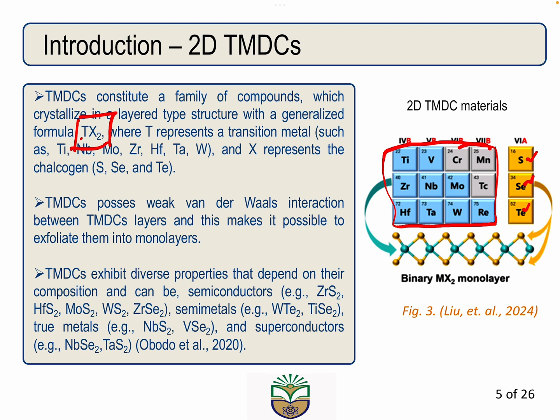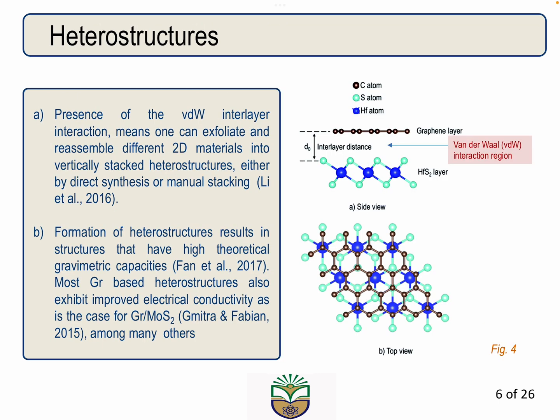So one characteristic of these materials is that they have a very weak van der Waals interaction, and therefore this makes it possible to exfoliate them into monolayers. Unlike graphene, which has been found to be a semi-metal, we have TMDCs, some of which happen to be semiconductors, others are semi-metals, others are true metals, others are superconductors. So they have a variety of properties.